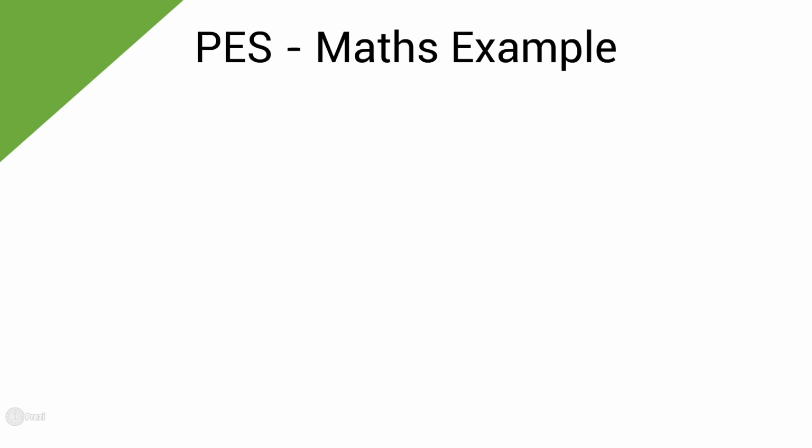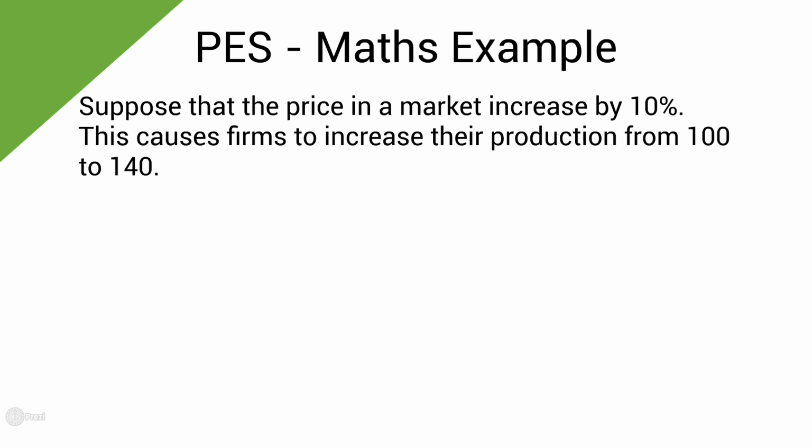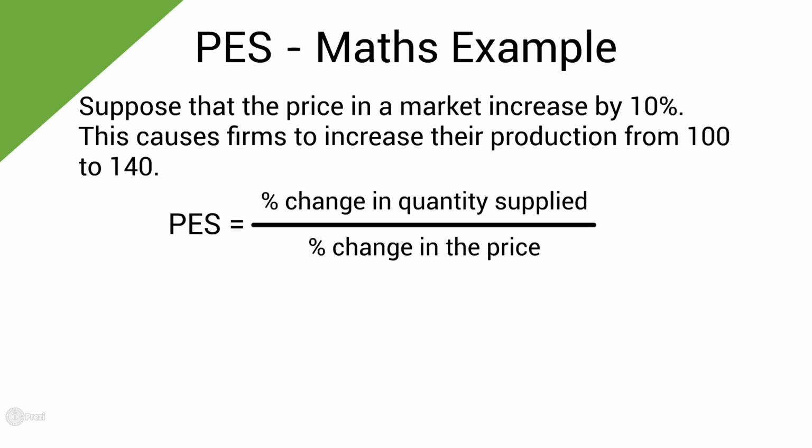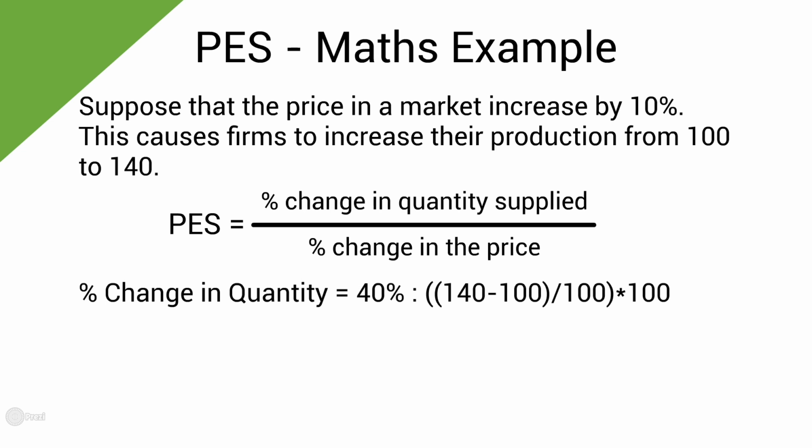So let's have a maths example. Suppose that the price in the market was to increase by 10%. This price increase causes firms to increase their production from 100 to 140. So to work out price elasticity of supply, we do percentage change in quantity supplied divided by percentage change in price. The percentage change in quantity supplied is 40%.